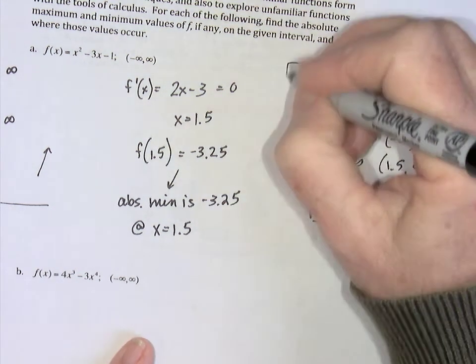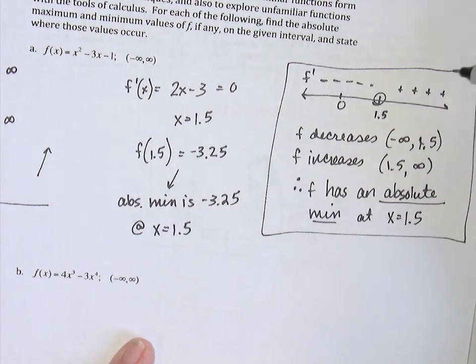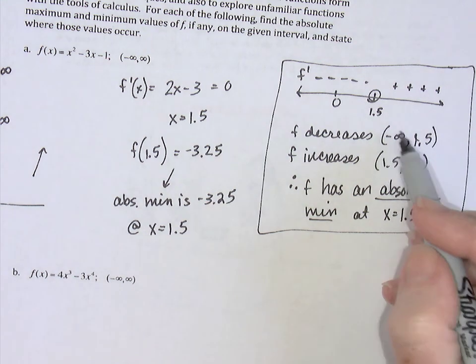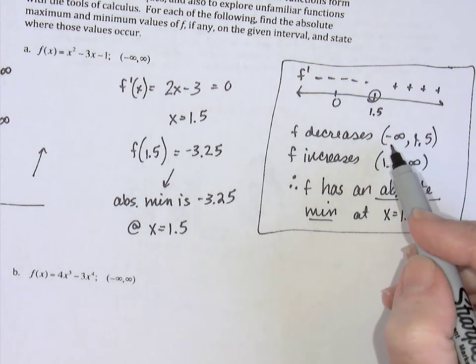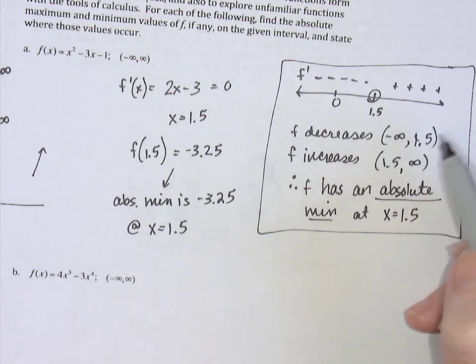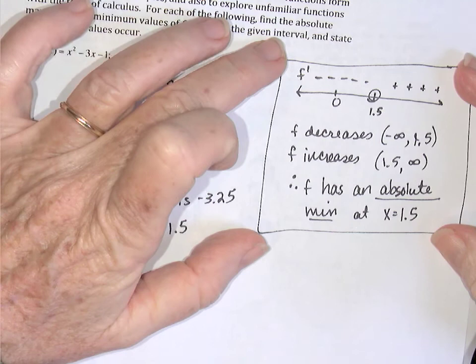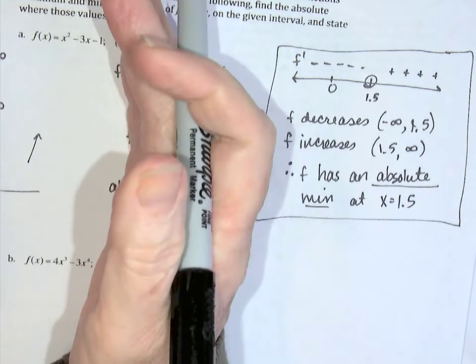So here's another method, and on the AP exam, they do want you to be aware of what's going on at the endpoints. You're looking for an absolute min, not just what's happening in the area. So this is a perfectly good justification, as well as this.